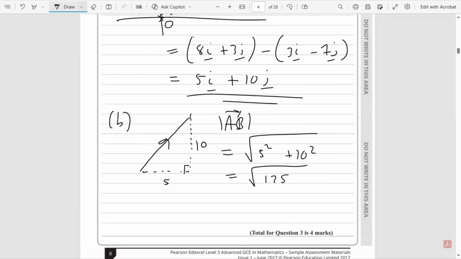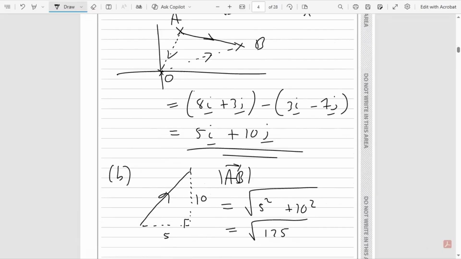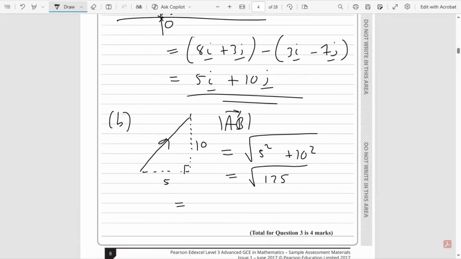And then again, if we just scroll back to the question, it does say give the answer as a simplified surd. So what you should hopefully know is that 25 goes into 125. So this is 25 times 5 square rooted. So this is root 25, root 5, which gives us a final answer of 5 root 5. So hopefully that makes sense. But again, if you do have any questions, do drop a comment below.